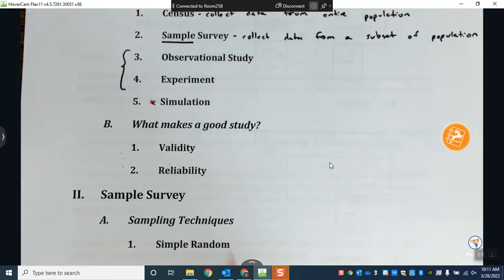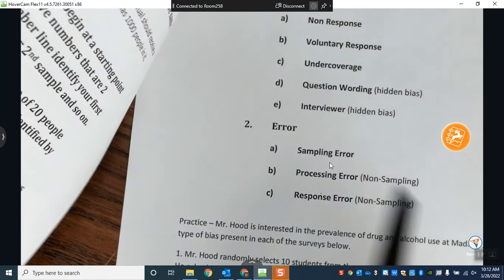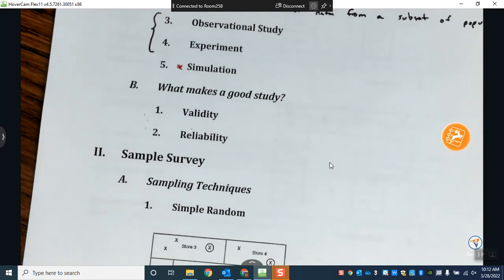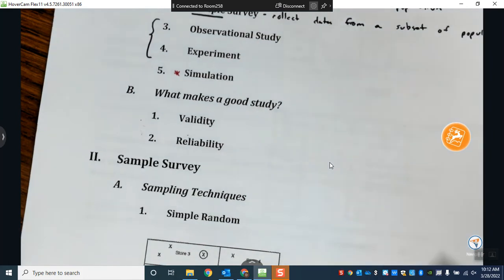I actually should move this to another page. I'll talk about this right now. When we start getting into talking about what can go wrong with a sample or a survey, we're going to be mostly looking at these elements.